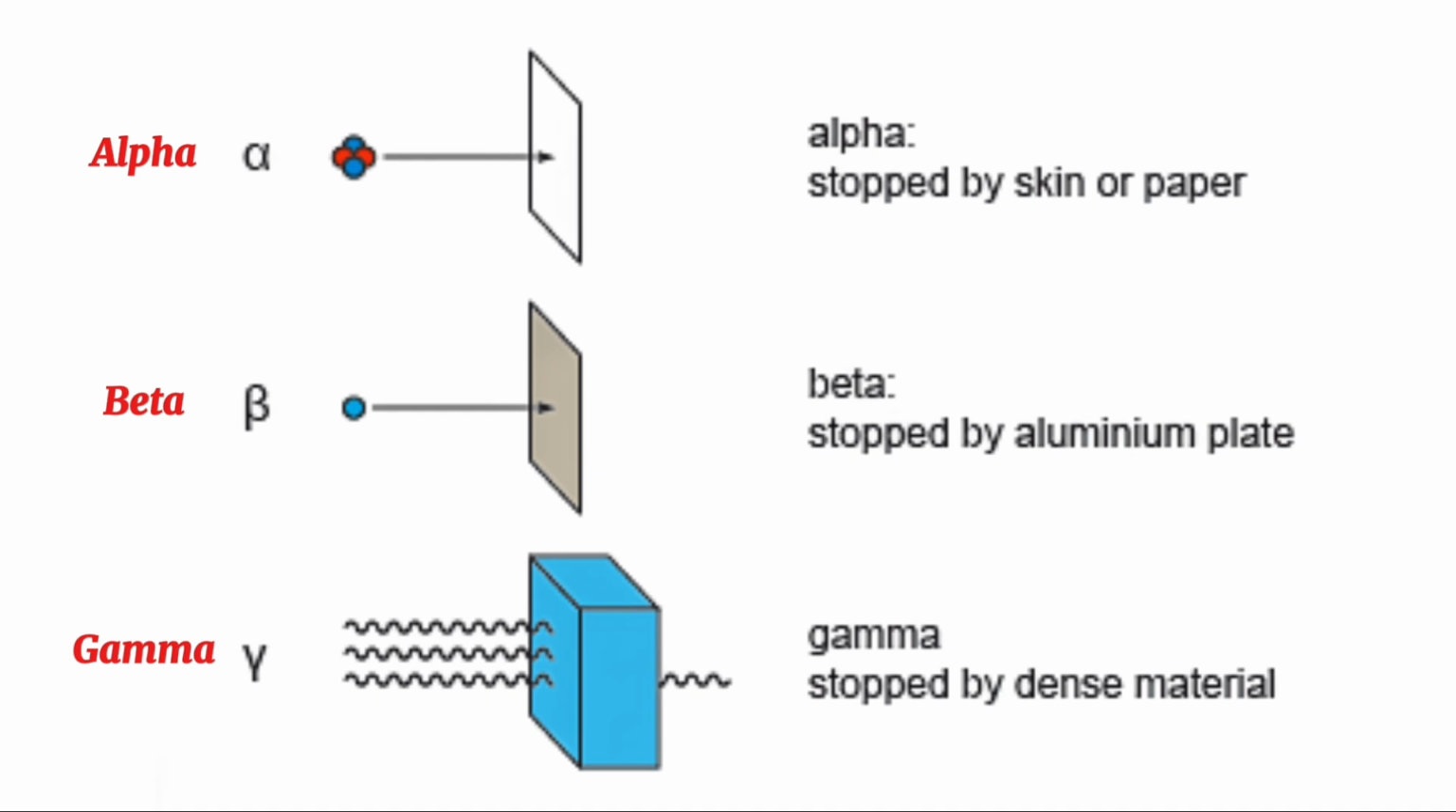Now, when we talked about the alpha particles, we talked about them having a slow speed, right? Because they are heavier and denser, they have more mass. Beta particles, on the other hand, are lighter. So they're going to be faster and they have more energy. So they're going to have a higher penetration power than alpha particles, right?